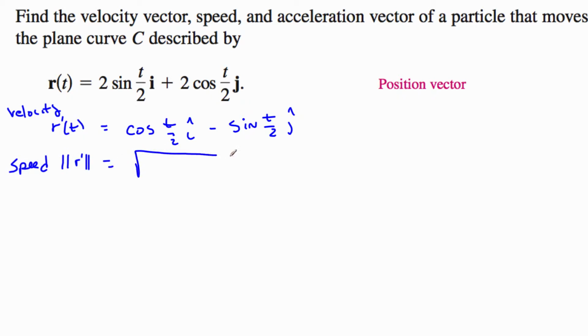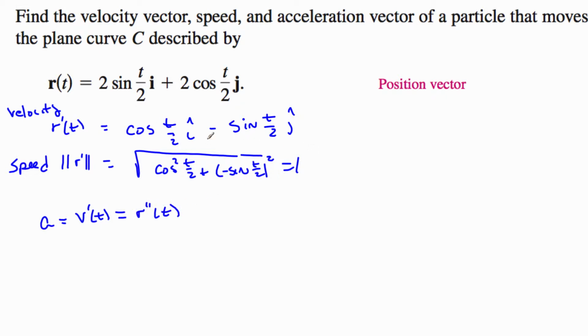So this is the square root of cosine squared t over 2 plus minus sine t over 2 squared. Oh, well, that's simple. That whole thing's just 1. So the speed in this case is 1. The acceleration is the derivative of the velocity, and I can call it the double derivative of position. Basically, I'm going to come back up here. So this is 1/2. Derivative of cosine is minus sine. Minus 1/2.